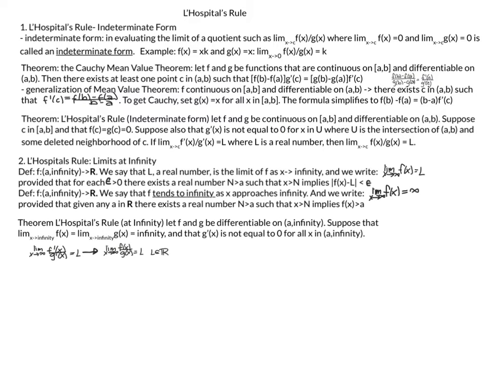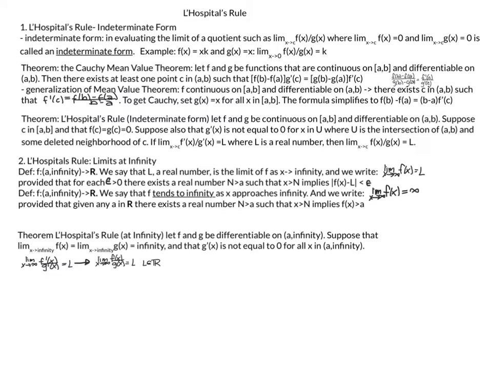As we look at L'Hopital's rule for limits at infinity, we need to review two definitions. The first is the limit as x approaches infinity of f of x is equal to L, provided that for each epsilon greater than 0, there exists a real number n greater than a, where a is the beginning of our domain, such that x greater than n implies the absolute value of f of x minus L is less than epsilon. In other words, as x approaches infinity, we reach this limit L.